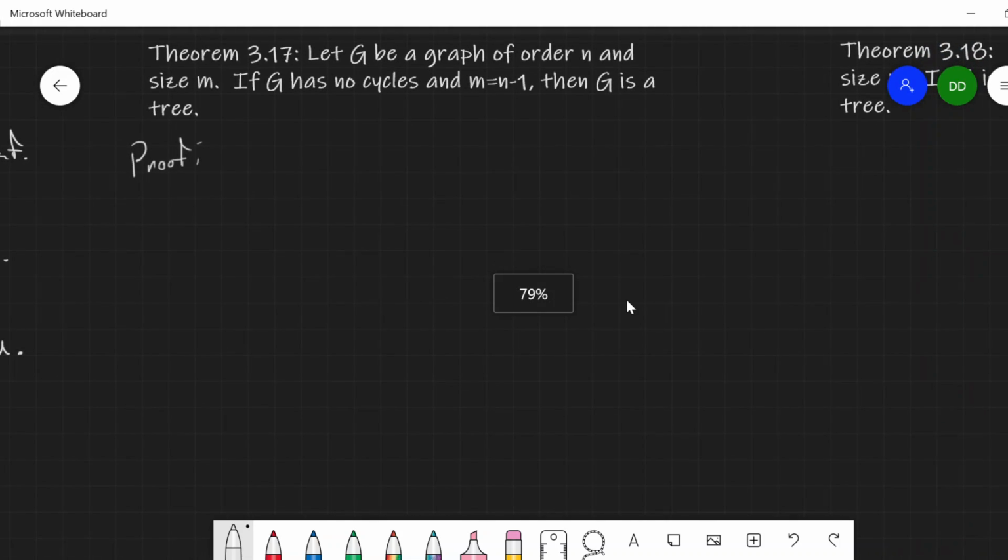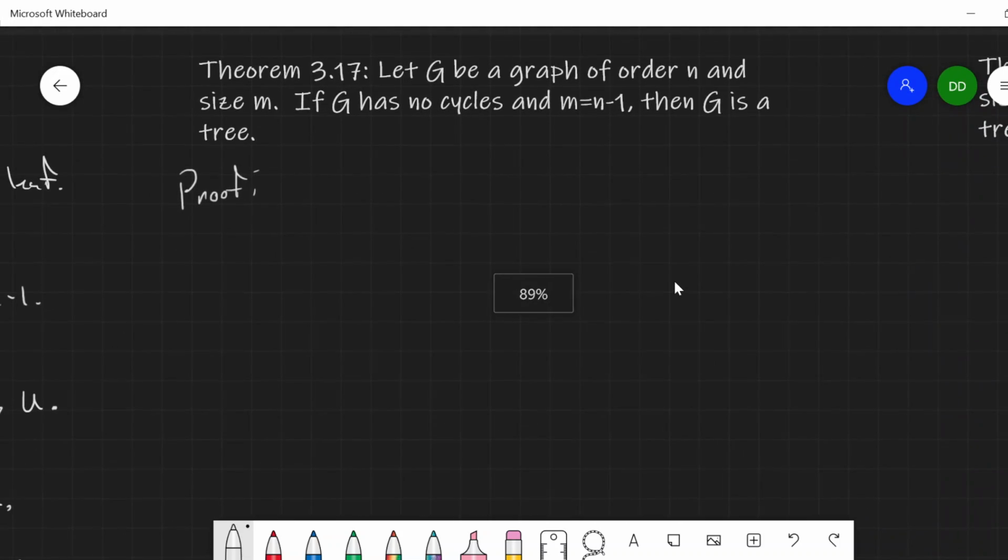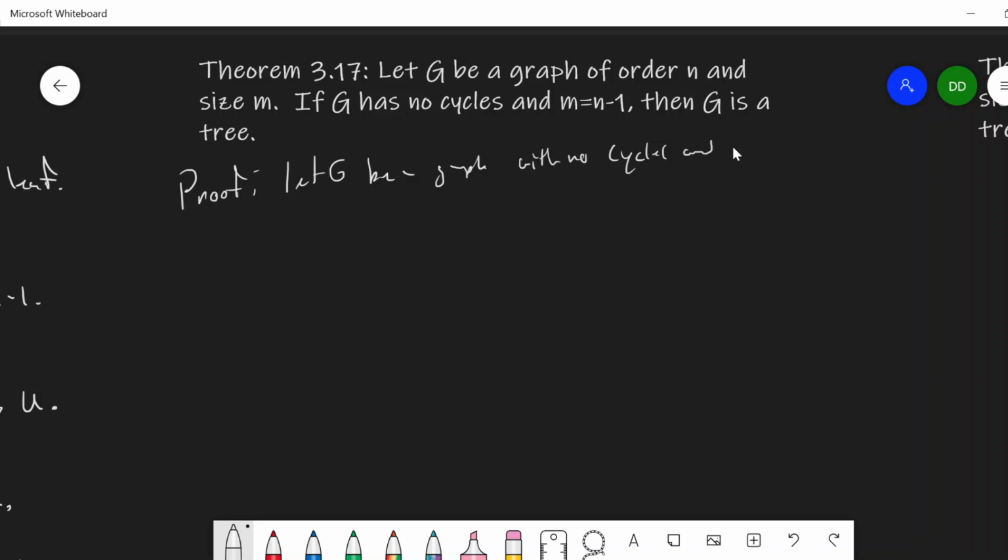So proof. Let G be a graph with no cycles and m equal to n minus 1. So I want to show that it's connected. So claim: G is connected. Assume it is not.